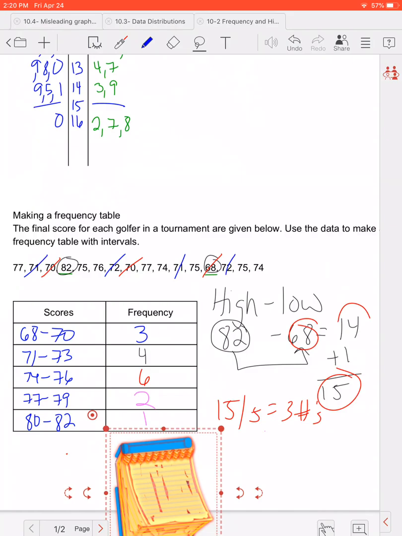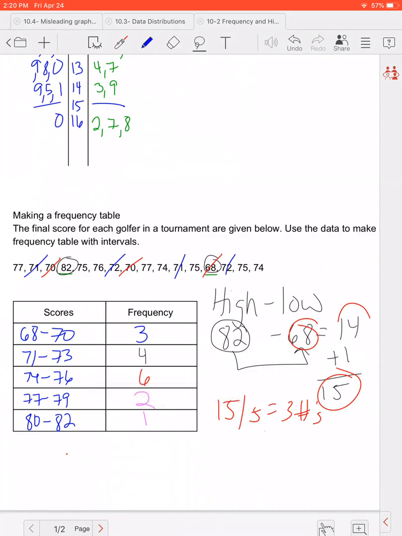And 80 to 82, there is one number there. Okay. So this is my frequency table. This is how often these numbers are occurring. So there are 3 numbers here, 4 numbers here, 6, 2, and 1. Okay. And that's what we want.